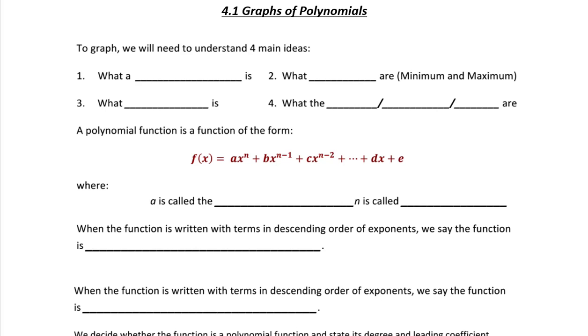Alright, you are here for 4.1 Graphs of Polynomials. Basically, this is the first section in Unit 4. Unit 4 talks about only polynomials. We're going to get to some graphs, some multiplication, some division, some writing polynomial functions in this particular unit. But we're going to start off with some graphing.